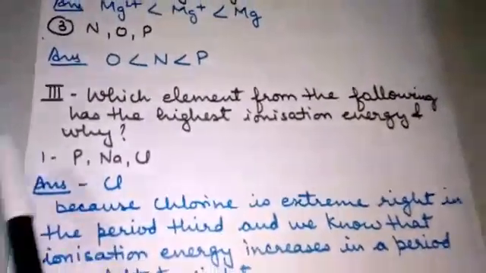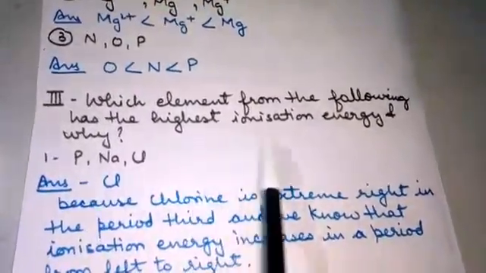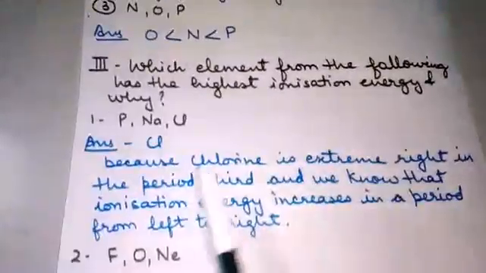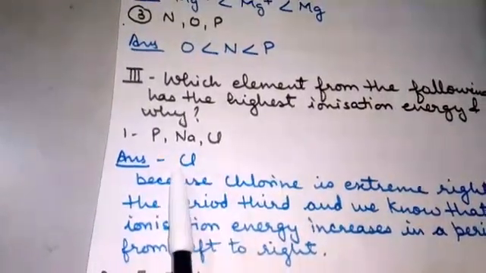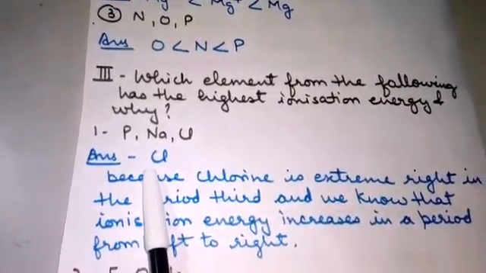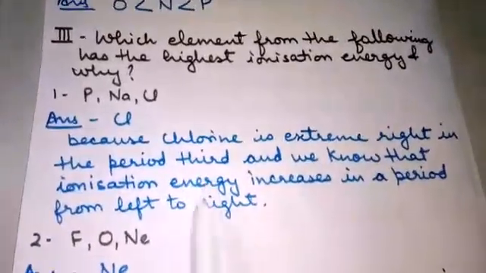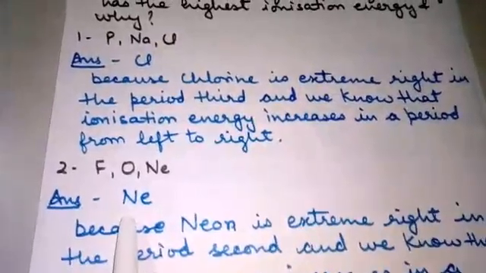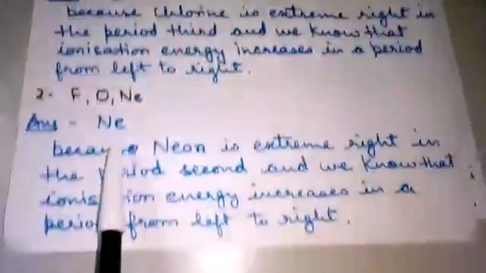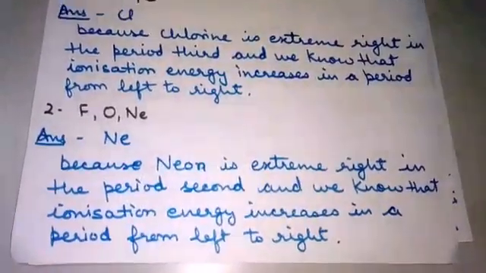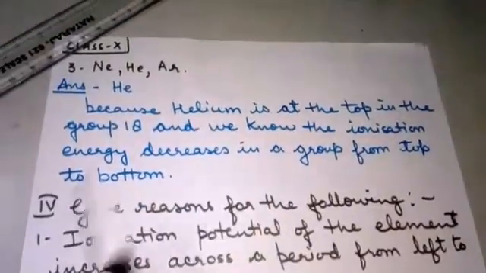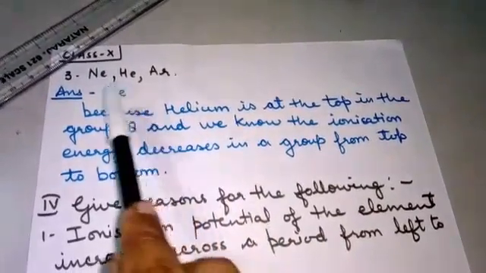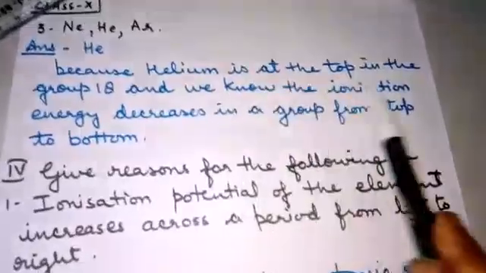Now third, which element from the following has the highest ionization energy and why? So these are the elements, and you have to tell why. So from these three, chlorine has the highest ionization energy, and this is the reason why. Again here, these are three elements. Neon has the highest ionization energy, and why? So this is the answer, why. Now here these are three elements, and you have to tell which element has the highest ionization energy. So here is the helium, and why? The reason is written over here.